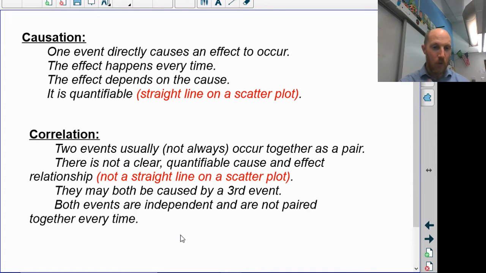Correlation. Okay, so correlation is kind of this new thing we haven't seen before. Correlation is where we have two events that are usually paired together and occur as a pair, but it's not going to give us the perfectly straight line on the graph. So there's not a clear quantifiable cause and effect.